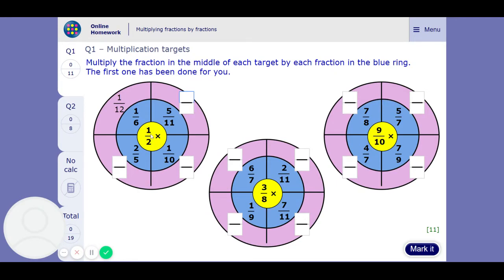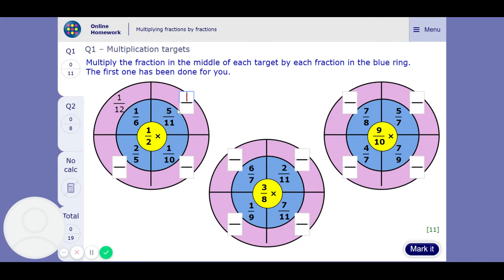So they've done 1/2 times 1/6 to make 1/12. The 1 times the 1 makes 1, and the 2 times the 6 makes the 12. That's all you've got to do for multiplying fractions. Times the top number by the top number and the bottom number by the bottom number. And then maybe sometimes you've got to simplify.